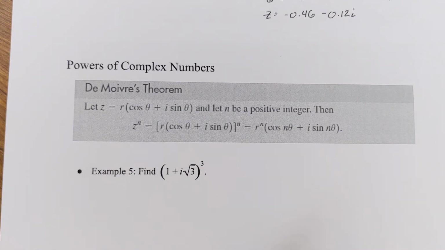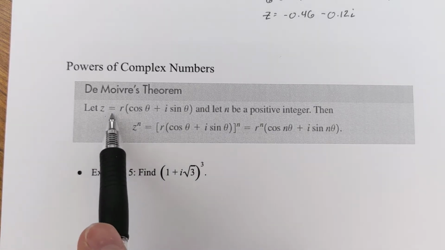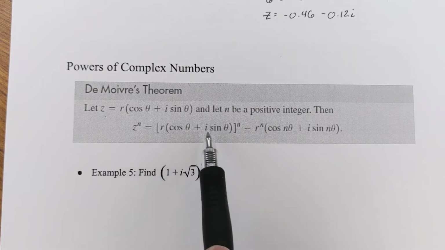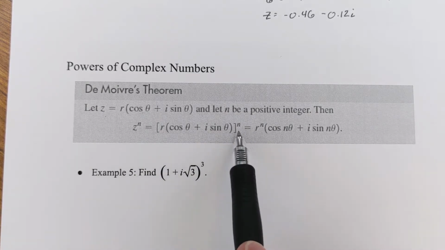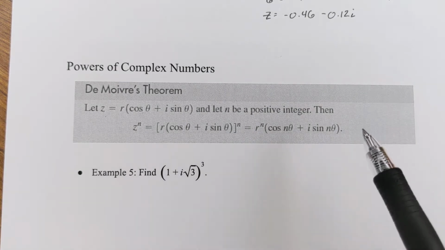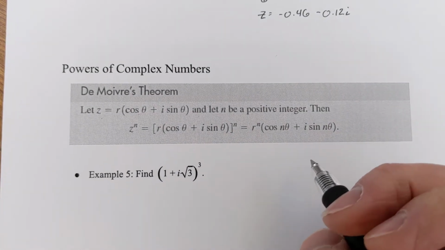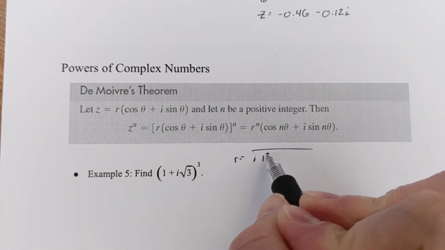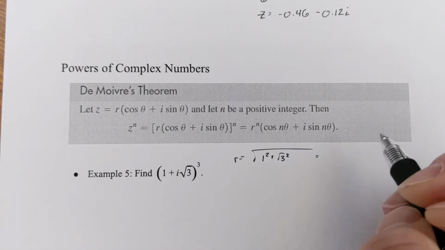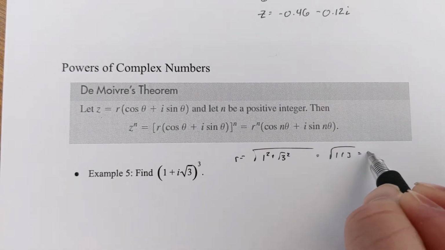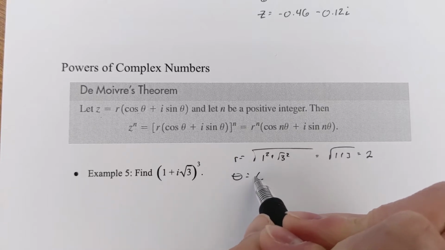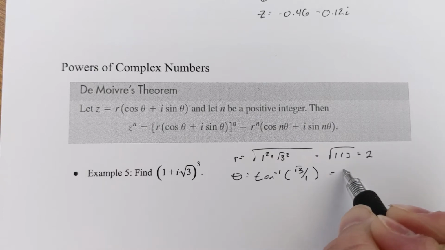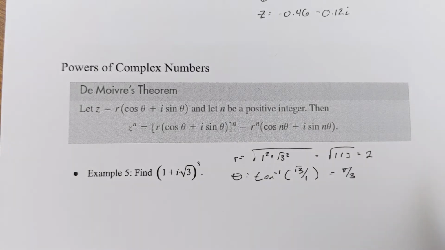Okay, you can also use de Moivre's theorem to find powers. So let z equal r cos theta plus i sine theta, and let n be a positive integer, then this happens. If you raise a complex number in trig form to a power, you raise the r value to that power and you multiply the angle. So the first thing I'm going to do is convert this, because otherwise I don't want to work that FOIL out. So r is the square root of 1 squared plus root 3 squared, which is the square root of 1 plus 3, which is just 2. Theta is the inverse tangent of b over a, which would be pi over 3 radians.